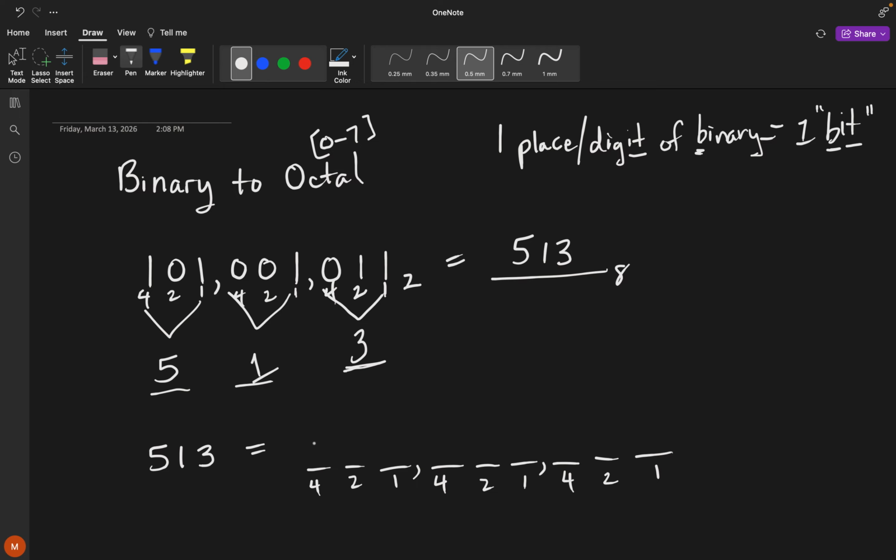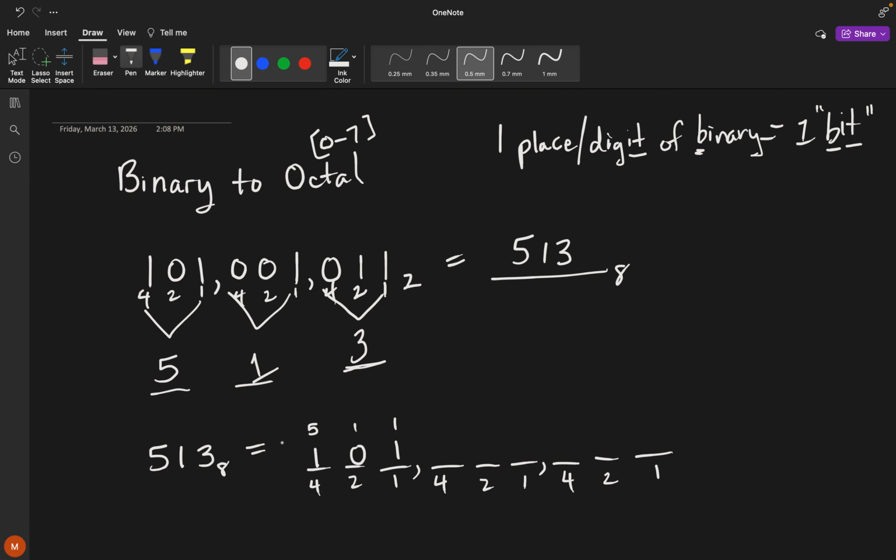Starting at the left or the right, it doesn't matter, but we're going by triplets or by digits of the octal. The 5, what of these 3 bits, 1, 2, and 4, will make 5? We can use our method of putting it up here. We say, do I need 4 to make 5? Yes, I do, with 1 left over. Do I need 2 to make 1? No. So there's still 1 left over. Do I need 1 to make 1? Yes. So that's all of it. Or you could use your intuition and see, oh, that's 4 plus 1 makes 5. So it's 1, 0, 1.